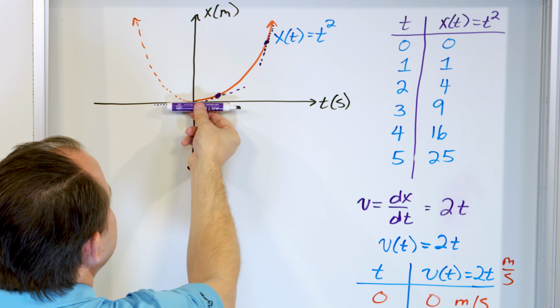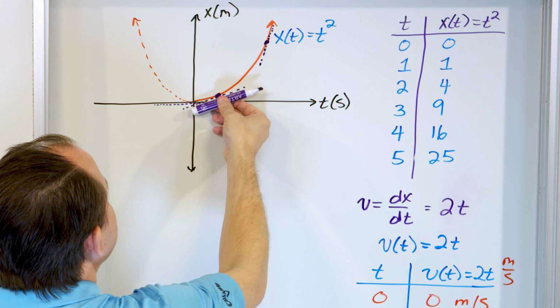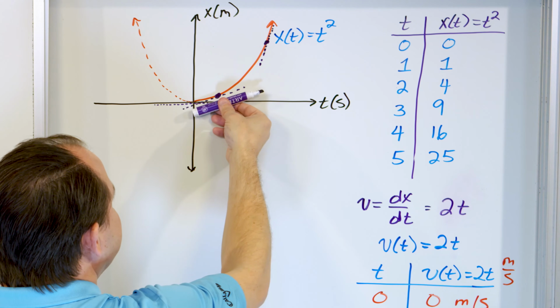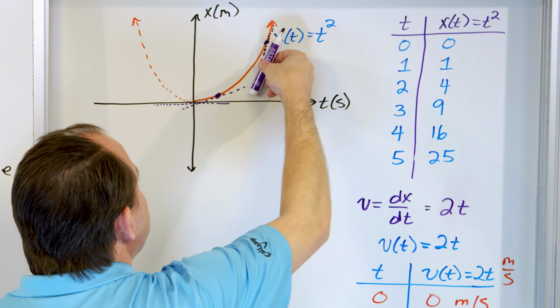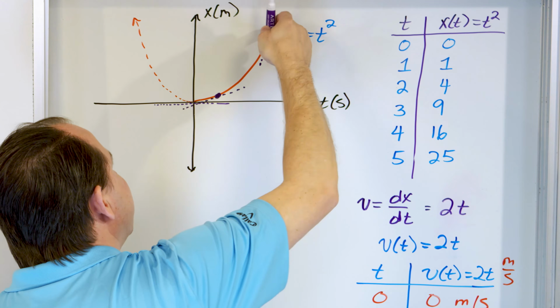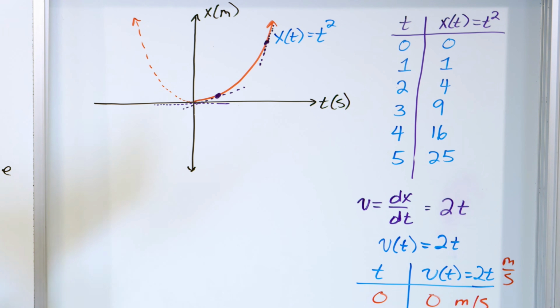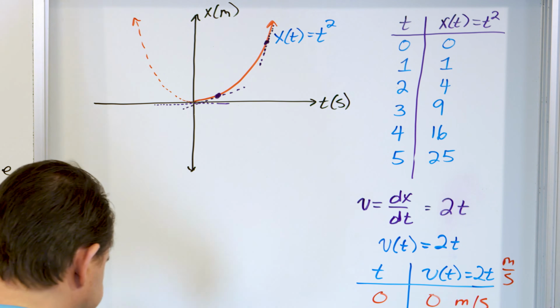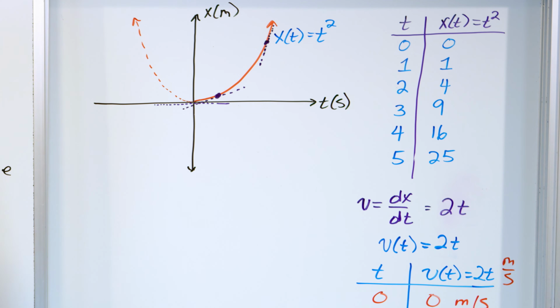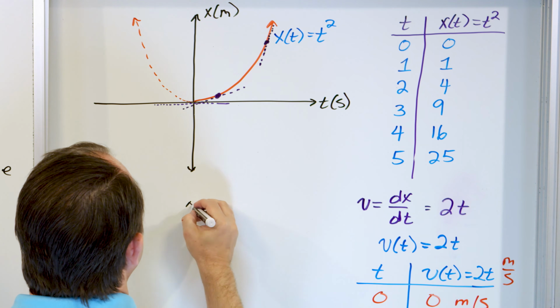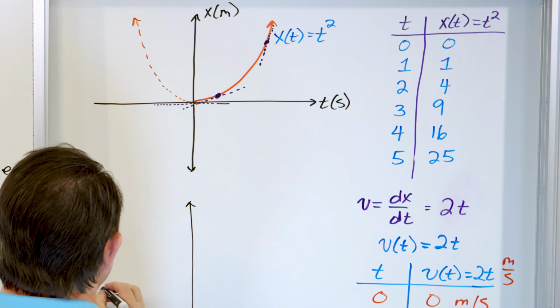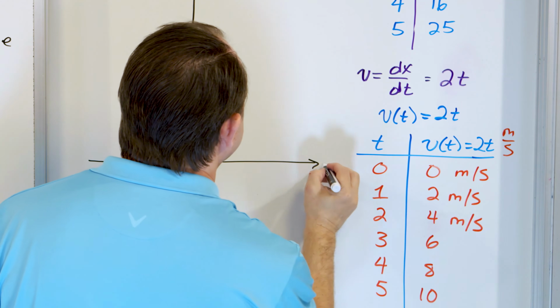So here the slope is 0, so the velocity is 0. Here the slope is a little bit bigger, so the velocity is bigger. And then the velocity is bigger and bigger and bigger because the slope of every one of these tangent lines gets bigger and bigger as we go. I'm going to draw one more graph, and then this lesson will be over. So just stick with me all the way to the end here.